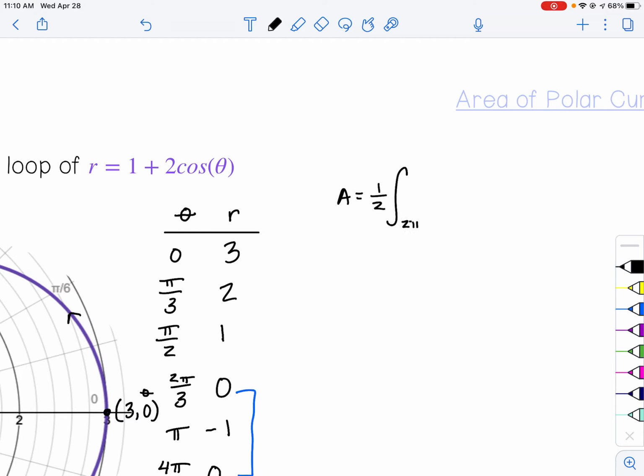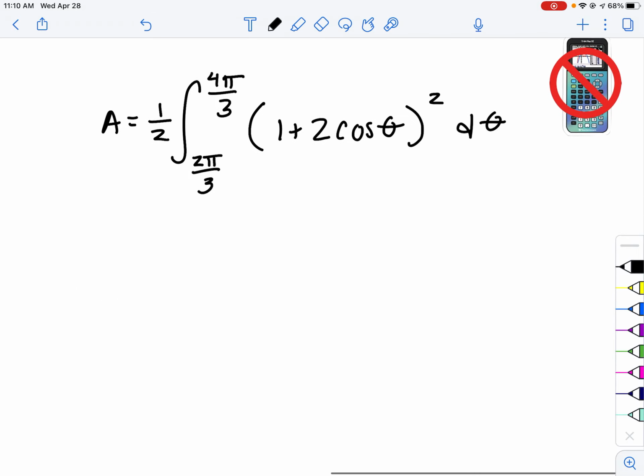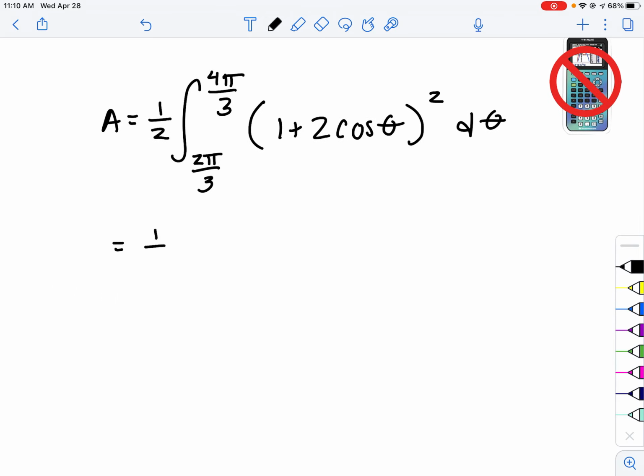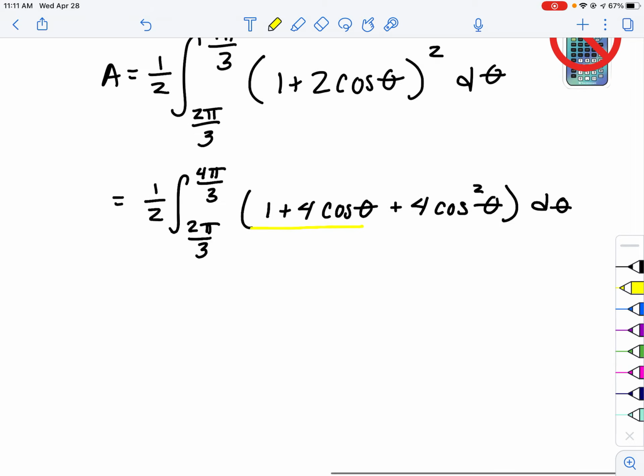So area is equal to 1/2 times the integral from 2 pi over 3 to 4 pi over 3, and then we're going to square this out. So we have 1 plus 2 cosine of theta, squared, d theta. Squaring this out, we're going to get 1/2 integral from 2 pi over 3 to 4 pi over 3 of 1 plus 4 cosine of theta plus 4 cosine squared of theta, d theta.